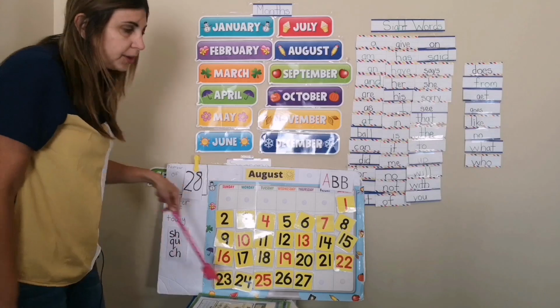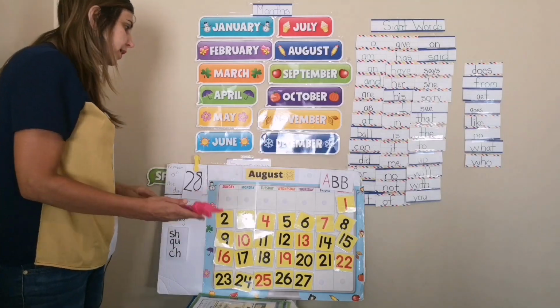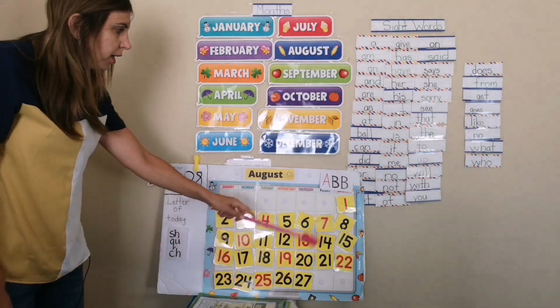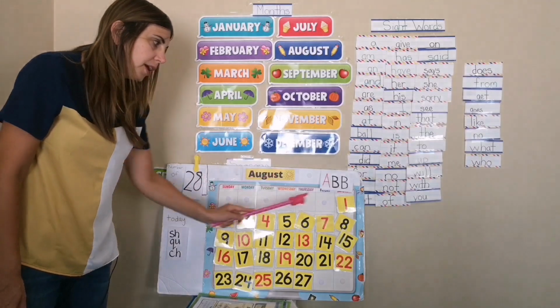We're starting with our calendar. This is a calendar. A calendar has the month and the days.